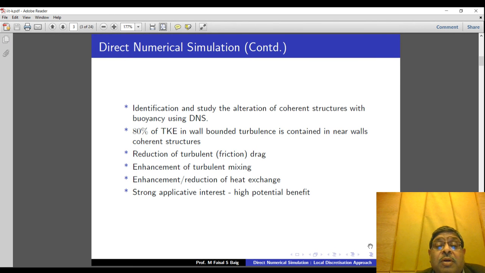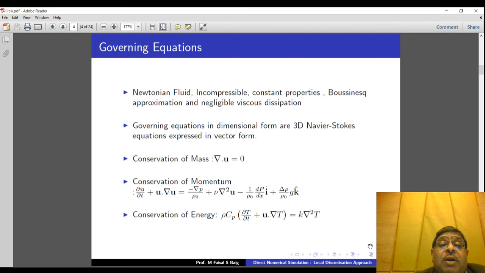80% of turbulent kinetic energy resides in wall-bounded turbulence. It is contained in these near-wall coherent structures, and primarily we intend to reduce this turbulent kinetic energy in order to bring about skin friction drag reduction, or we want to do enhancement of turbulent mixing, or we want to do reduction of heat exchange. So it has strong applicative interest and very high potential benefits.